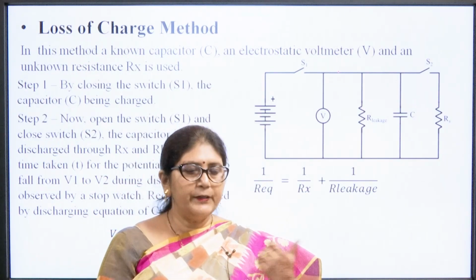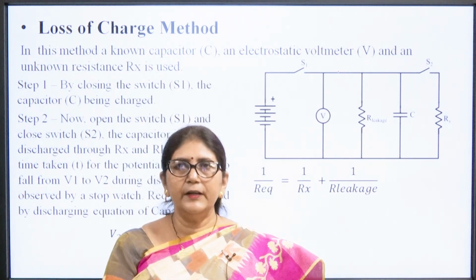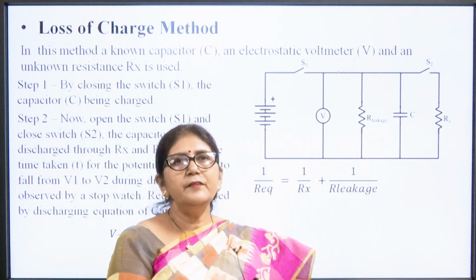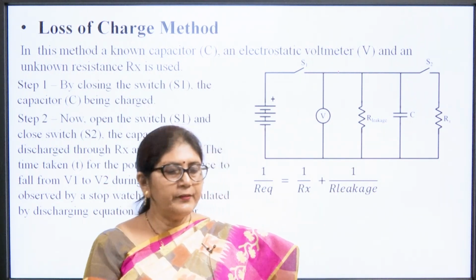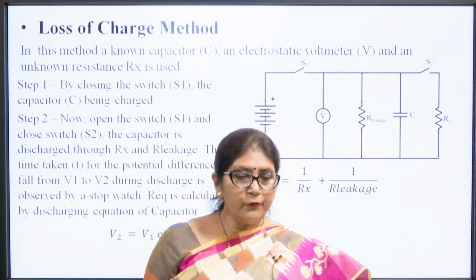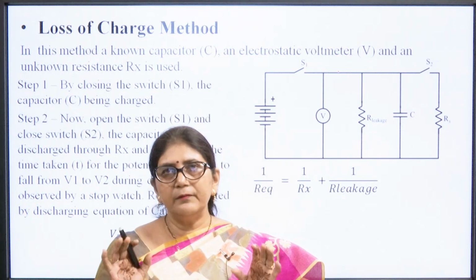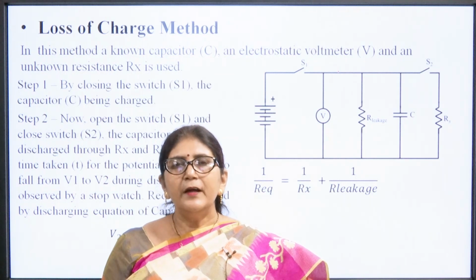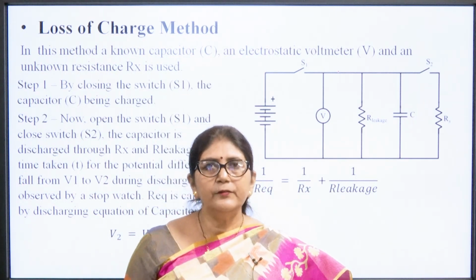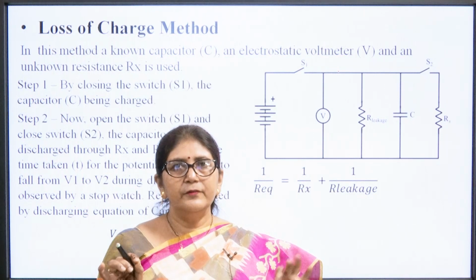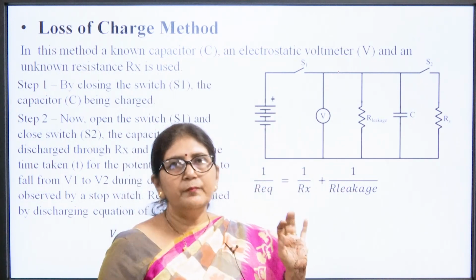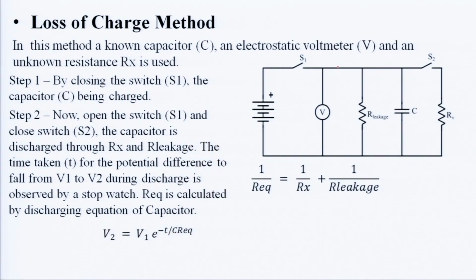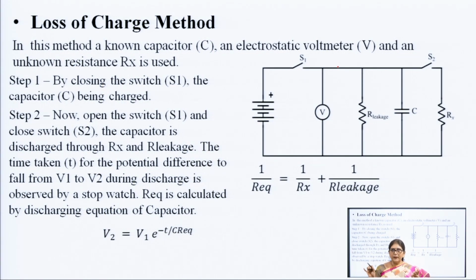As shown in the figure, there are switches S1 and S2, and there is an unknown resistance Rx. The first step is that an electrostatic voltmeter V is placed, and the unknown resistance Rx is placed. First we will switch on the S1 switch, means we will close the S1 switch, and then we will leave the capacitor to charge.